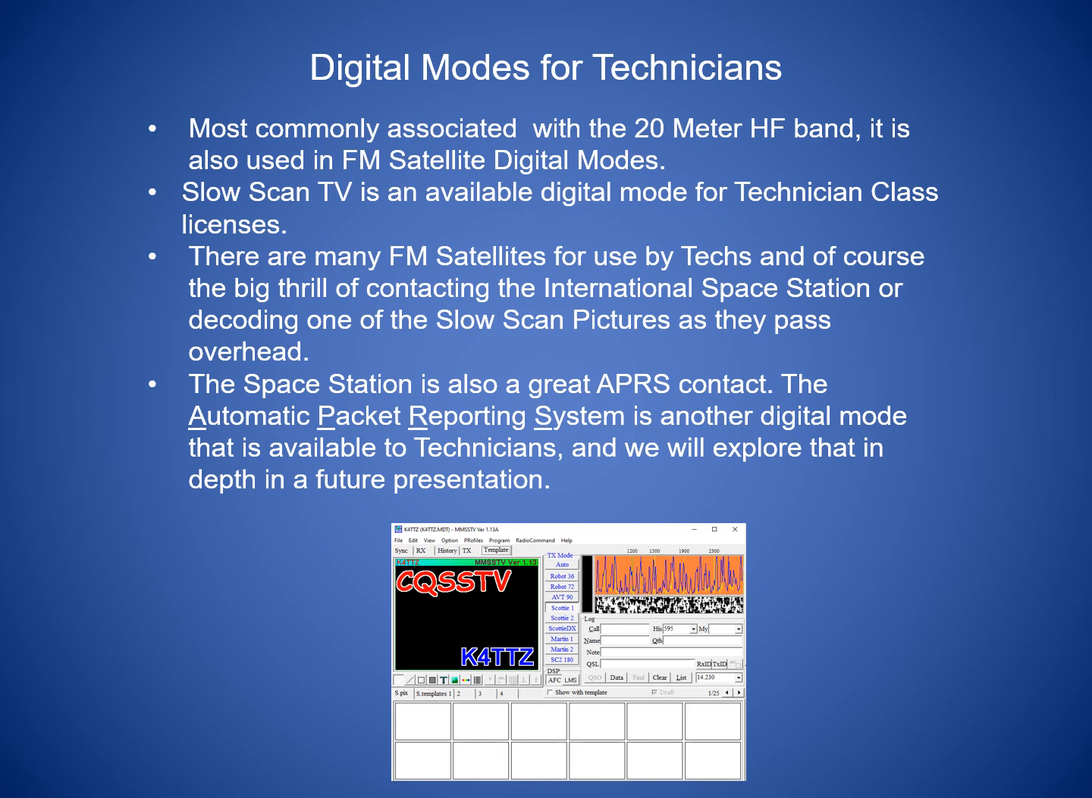You can use your FM receiver, handheld or mobile full-size unit, in conjunction with your computer, to receive and print slow scan television pictures from the International Space Station. A space station is also a great voice contact if you get lucky enough to do that, and you can always contact them as they pass over using APRS, which is the Automatic Packet Reporting System, and that's available to technicians also. And we'll be discussing that digital mode in another presentation in its entirety.